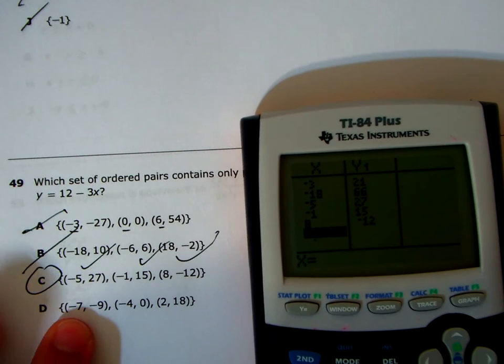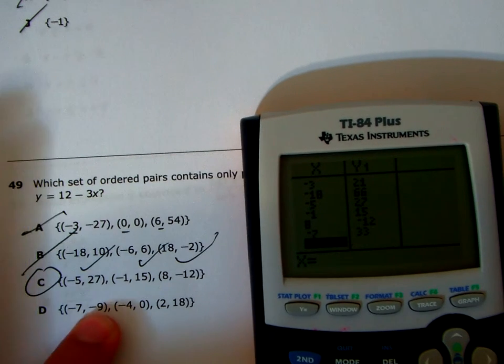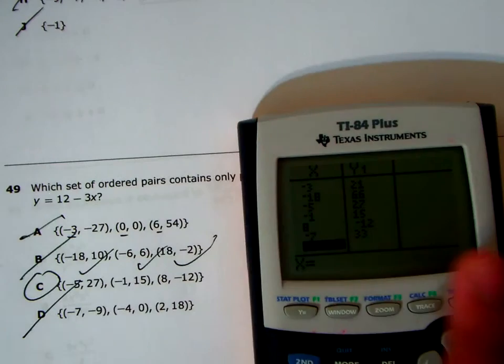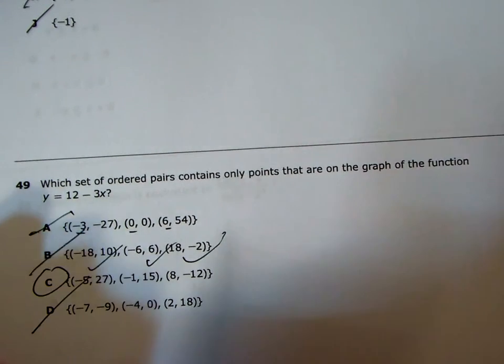But let's try the other one. -7. Is that 33? No. So what is the answer? The answer is C.